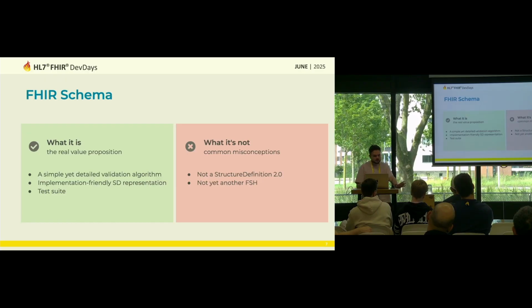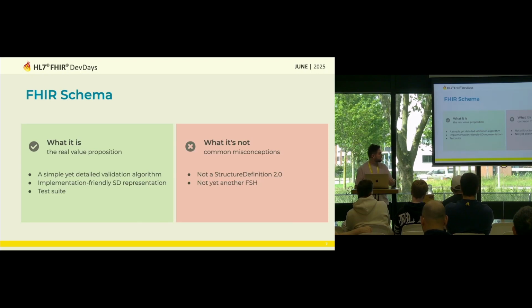FHIR Schema is a project designed to make validation accessible across all programming languages. It's heavily inspired by JSON Schema. It gives you a really programmer-friendly representation of FHIR structure definitions, on top of which we have a simple yet super detailed validation algorithm. And of course, we have a test suite similar to SQL on FHIR, with JSON inputs and possible operation outcomes.